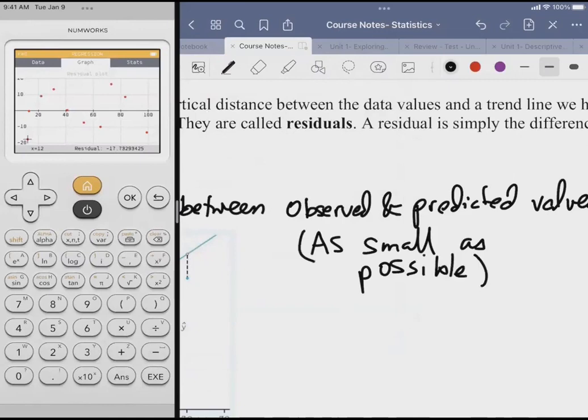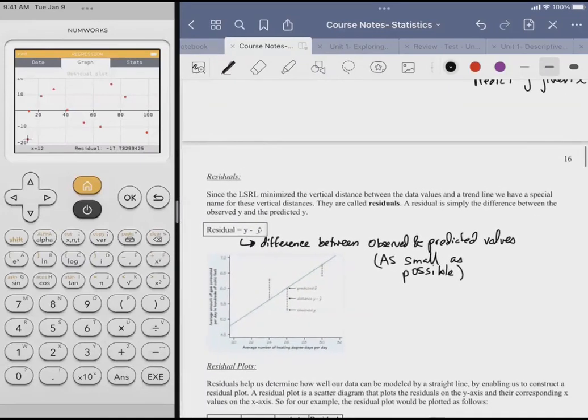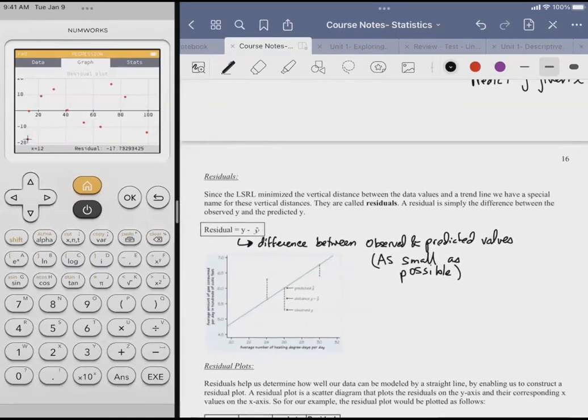All right, so I want that difference to be as small as possible. I'll settle for a scattered arrangement in the residual plot. If I create a residual plot for a linear model and don't see a pattern in that residual plot, that means that the linear model is appropriate for the data.